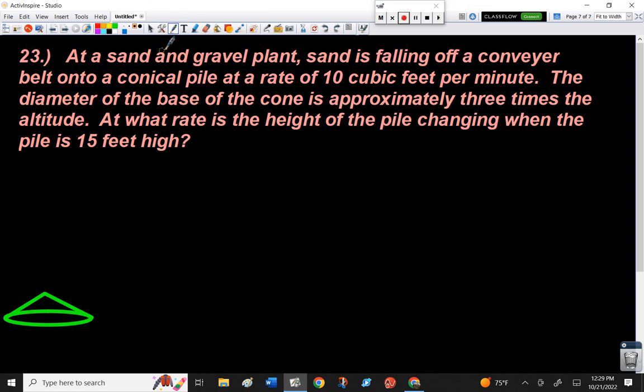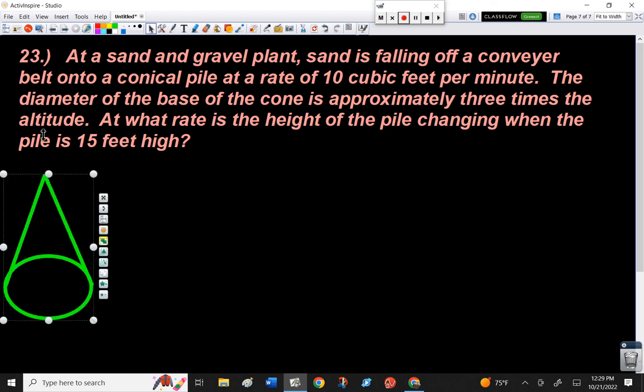Well, first of all, let's look at our little cone here. See, it has a base here, and then they're dumping sand on top of this pile, ladies and gentlemen. So what's going to happen, the height of this pile is going to increase. The height of the pile is going to get bigger and bigger. Okay? So what we want to do is figure out what it is that they want us to find. Sand is falling off of a conveyor belt onto a conical pile at a rate of 10 cubic feet per minute. What is it that they're giving us?